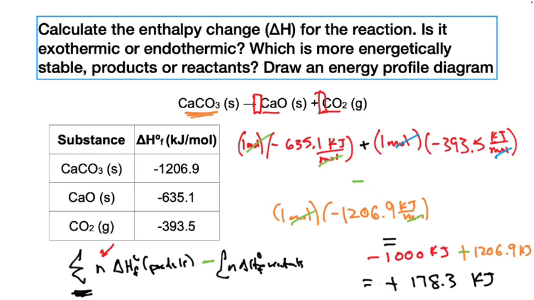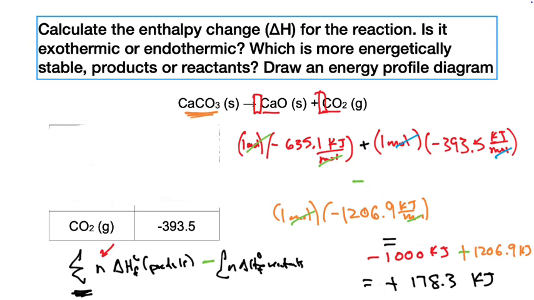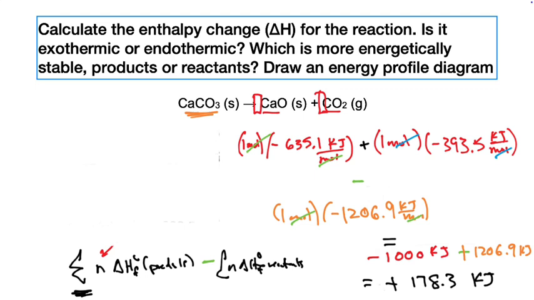Did we answer the question? What's that? Did we answer the question? No, there was still more to the question. What's the more to the question? There are technically 3 questions. Is it exothermic or endothermic? Endothermic. It's a positive value.